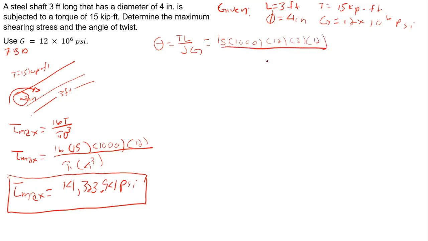And then yung J natin, alam naman natin ang formula natin is pi over 32 times D raised to the 4th. So yung D natin dito ay 4 inches. So times 4 raised to 4. Multiply natin sa G na 12 times 10 raised to 6. So solving for theta, ang theta natin is 0.02148 rad. Or kapag pina-express sa inyo in terms of degree, ang makukuha nyo dapat na sagot is 1.23 degrees.